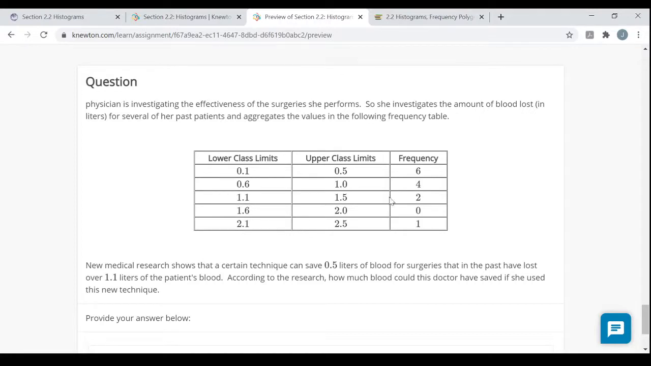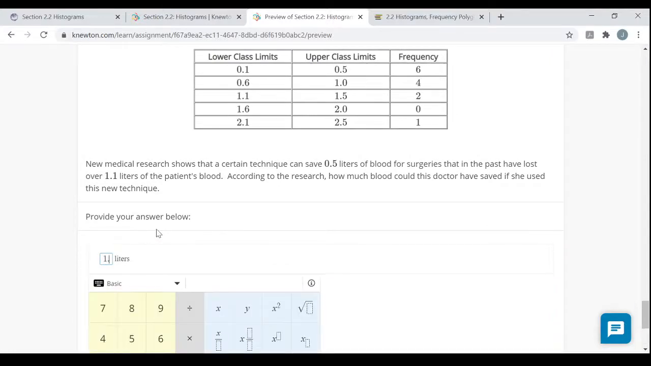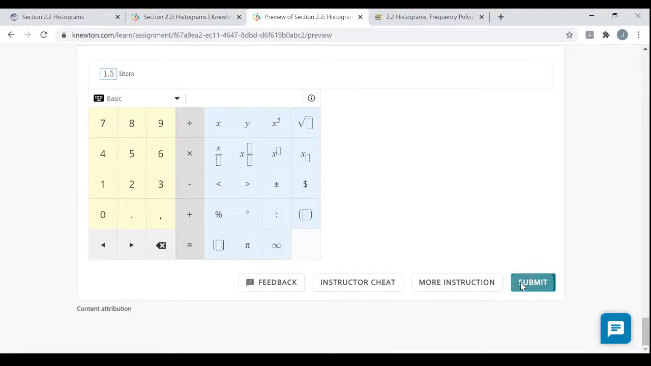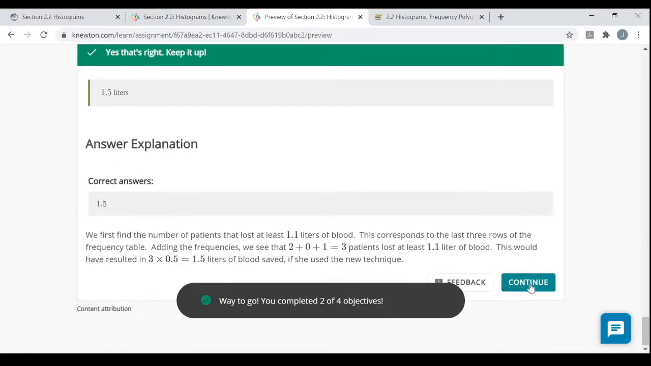So how many patients was that? That's 2, 0, and 1. There are 3 patients she had that lost more than 1.1 liter of blood. So for those 3 patients, using this new technique, she could have saved them half a liter of blood each. So 3 times a half. So that'd be 1.5 liters of blood she could have saved if she used this new technique. Okay, so again, pretty similar to the previous problems.